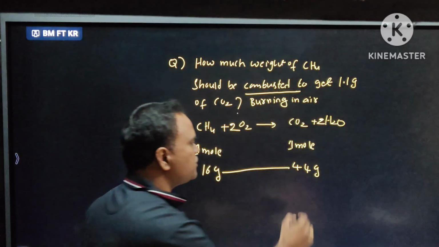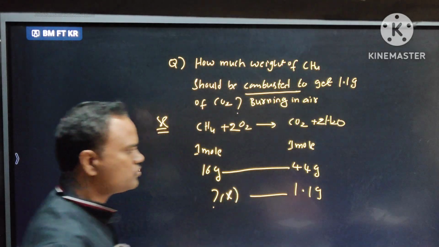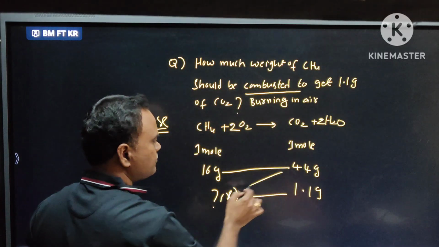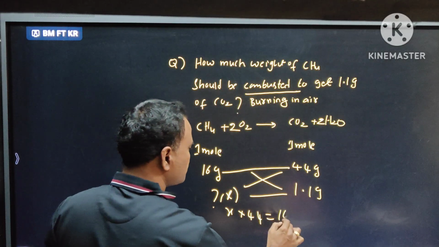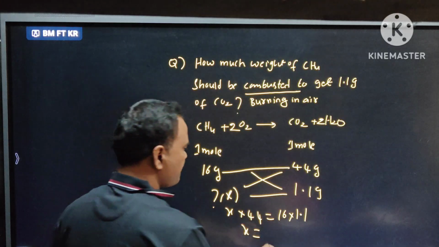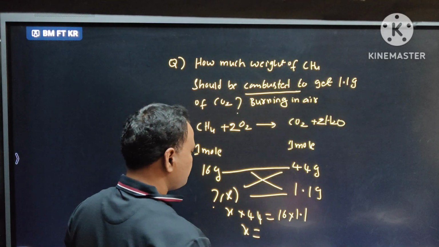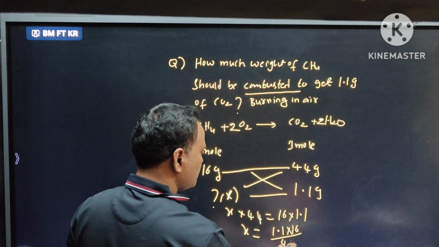To get 1.1 grams of CO2, how much weight of methane should be taken? Do cross multiplication. X into 44 is equal to 16 into 1.1. Upon simplification, how much will you get? X is 1.1 into 16 divided by 44.